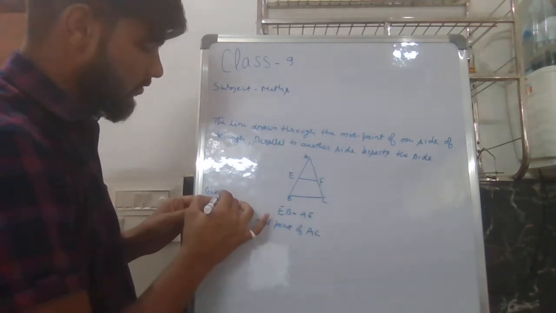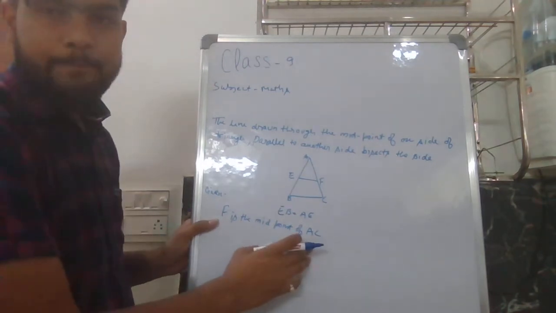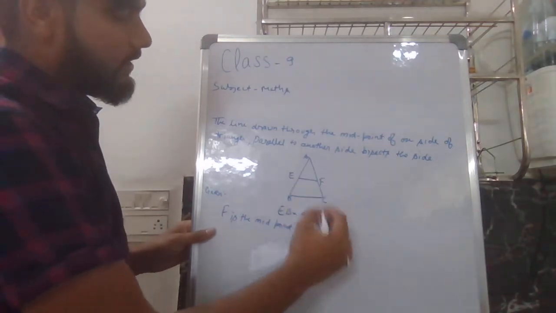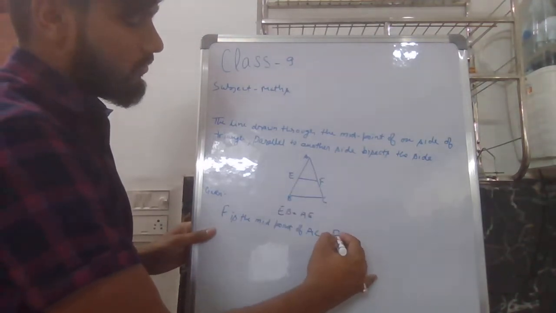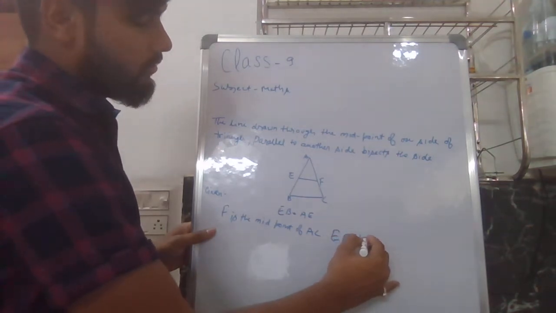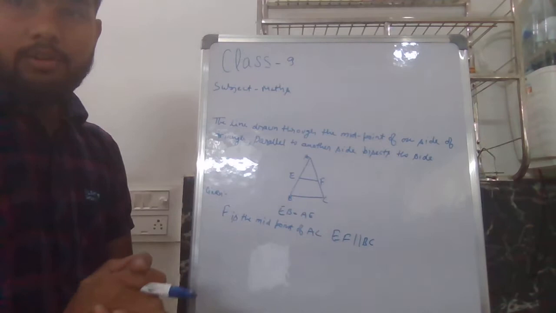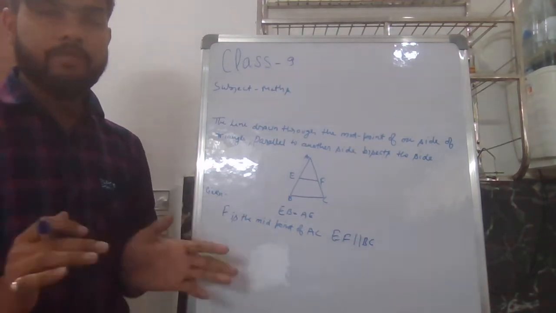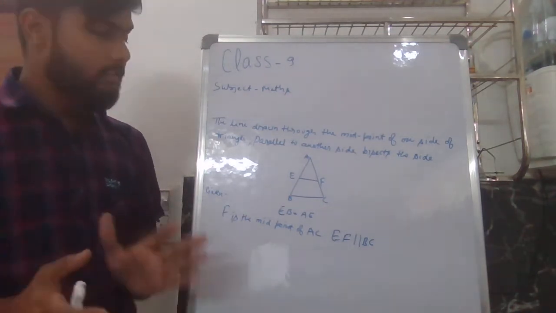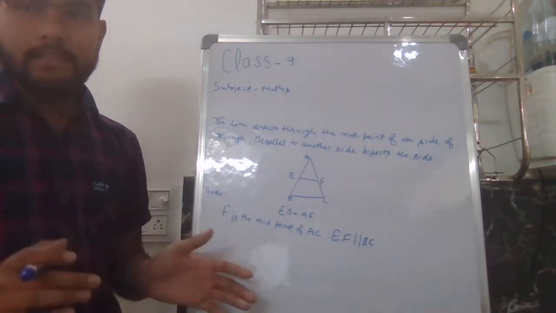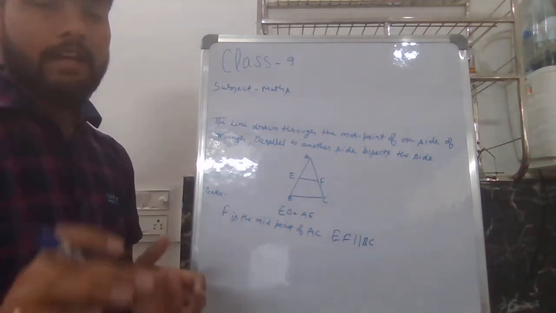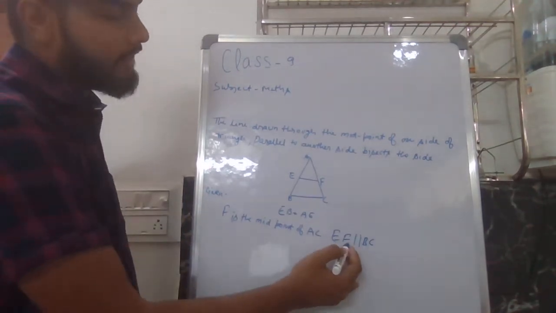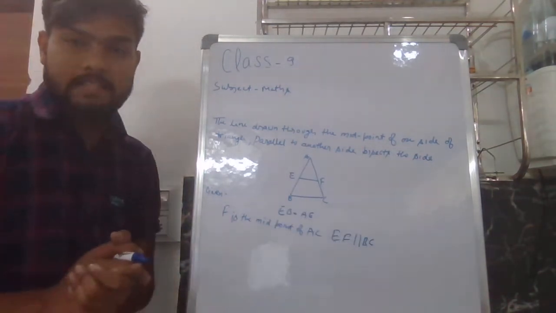Okay, F is the midpoint of AC. And EF is parallel to BC. Okay, so now you have to tell me how we can prove this. Let's start the proof of this theorem. We have to prove EF parallel to BC. Okay, so let's prove this theorem.